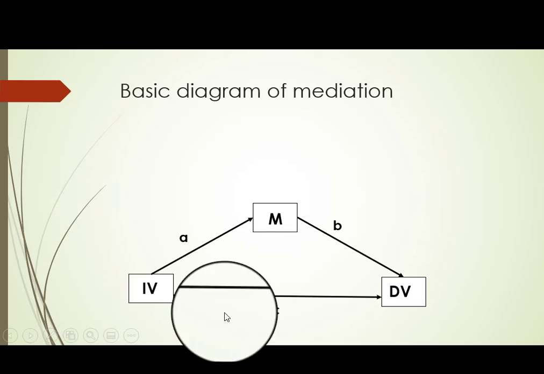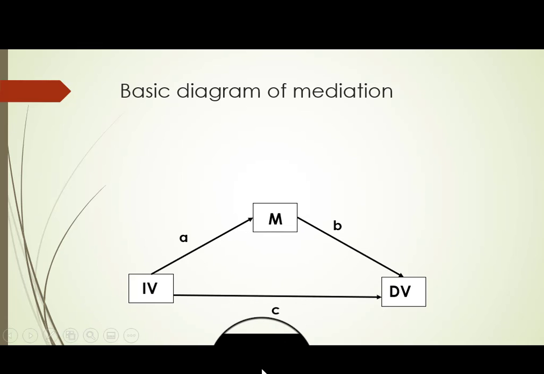In the basic diagram of mediation, we can clearly see the independent variable, the dependent variable, and in between we have the mediating variable. Here three paths are given. The first one is path A, representing the relationship between the independent variable and the mediating variable. Then we have path B, representing the relationship between the mediator and the dependent variable. And finally we have path C, representing the relationship between the independent and dependent variable.